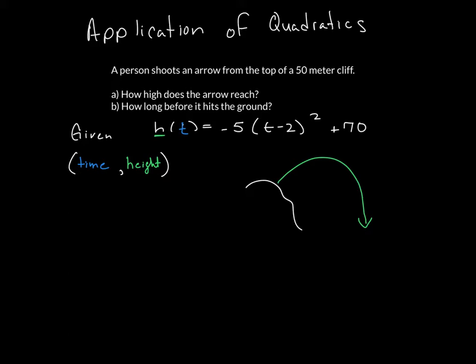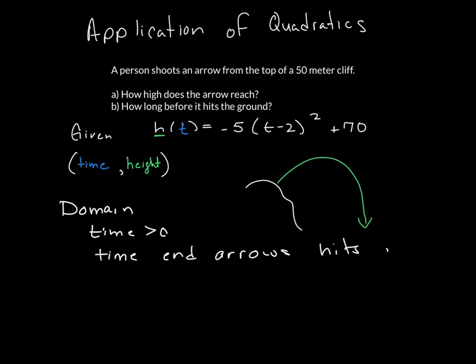Let's talk about domain and range here because it's a little bit interesting. The domain must be from the time must be greater than 0. But remember that the time is going to end when the arrow hits the ground. So we're going to have to find that.